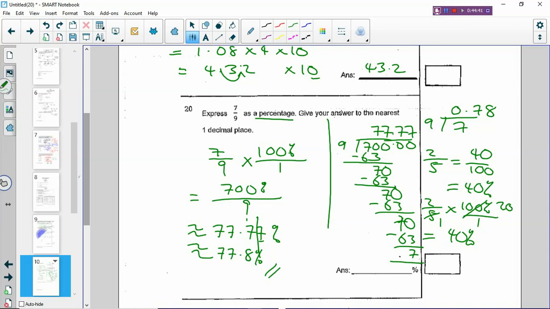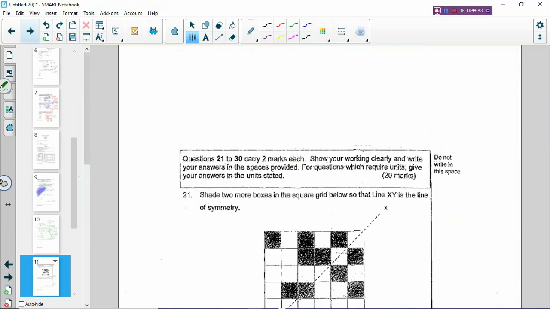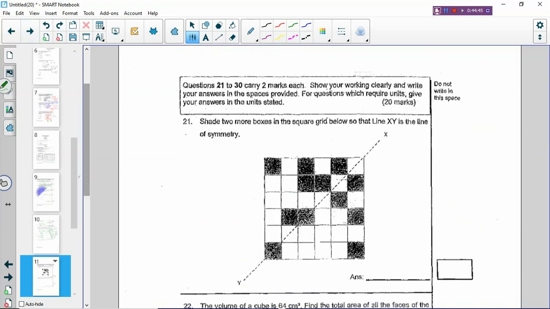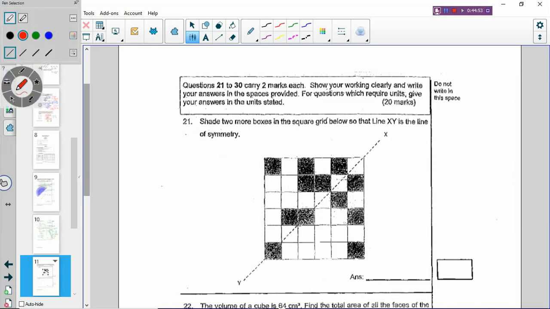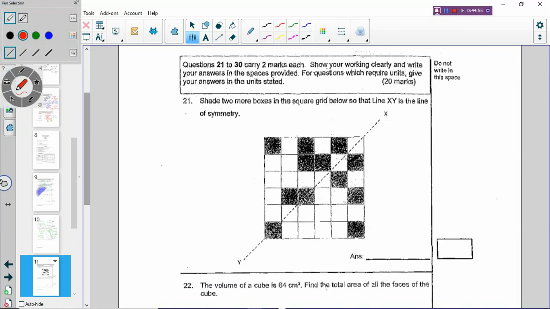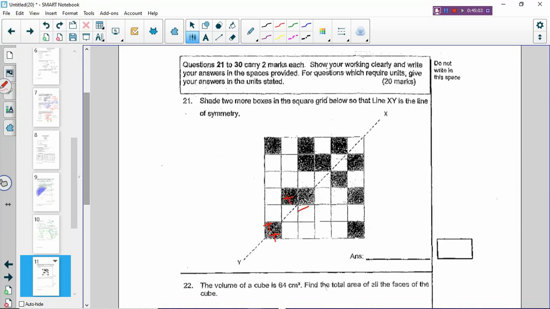Okay, now let's go to your question 21. Now, color two more squares so that line XY is the line of symmetry. So if you look at the diagram, right? What is a line of symmetry? You have two identical sides, all right? You have two sides that look the same. So left side, right side, the same. Left side, right side, don't have, right?